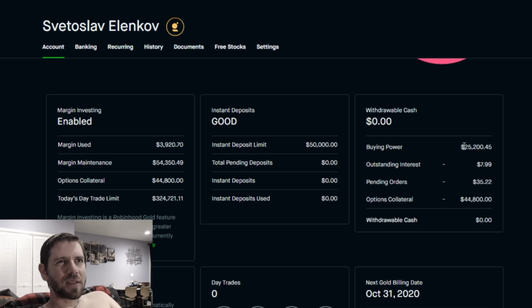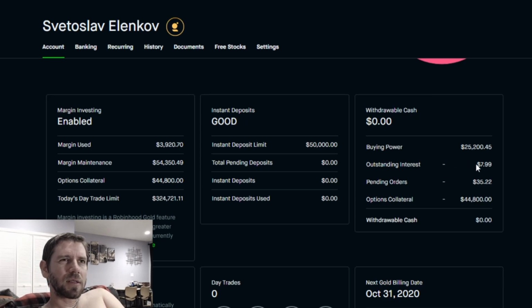This number basically means that I have $25,200 that I can spend still on assets on my credit card. Okay, you can think of margin as your credit card with Robinhood. Or let's say they're a bank and you're borrowing money from the bank in order to buy stuff. But I think credit card is a good analogy. So that means I can buy $25,000 worth more of stuff, but of course that will increase my margin maintenance, right? So it's kind of risky to spend it all.